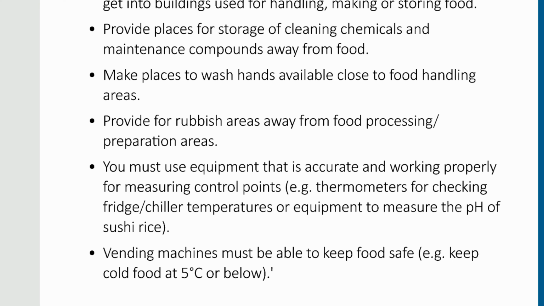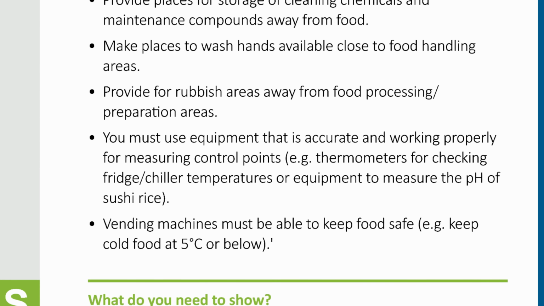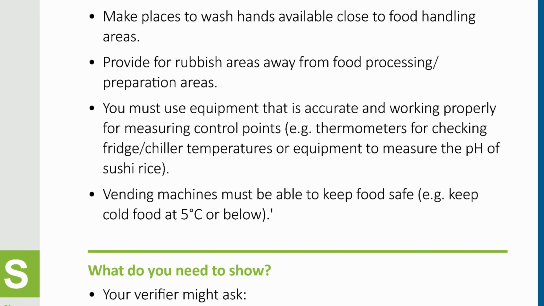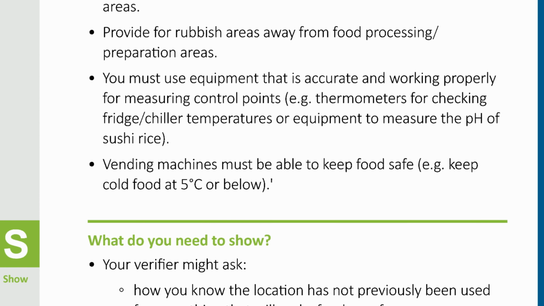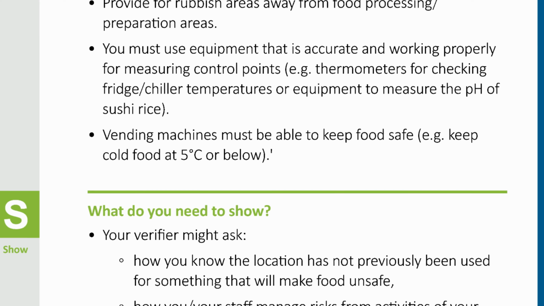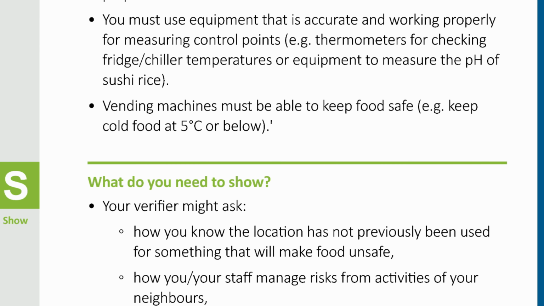You must use equipment that is accurate and working properly for measuring control points, such as thermometers for checking fridge chiller temperatures, or equipment to measure the pH of sushi rice. Vending machines must be able to keep food safe, for example, keep cold food at 5 degrees Celsius or below.